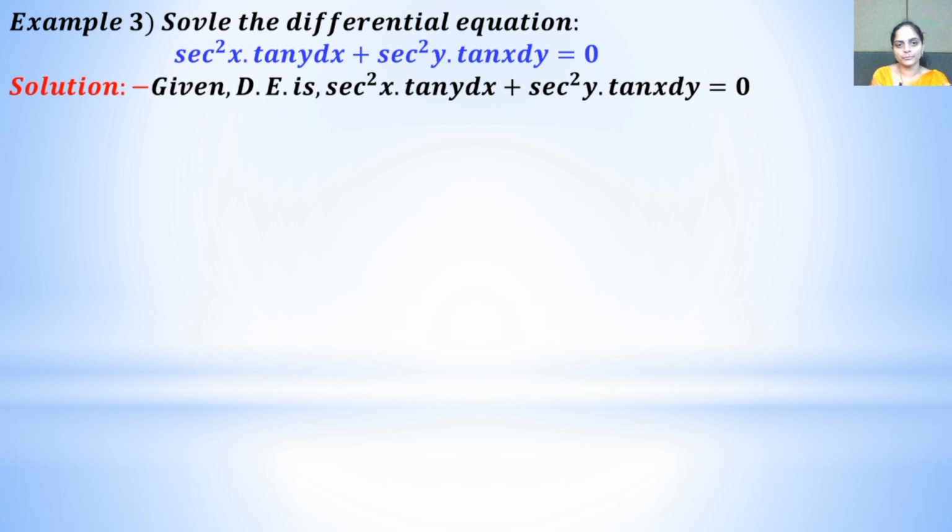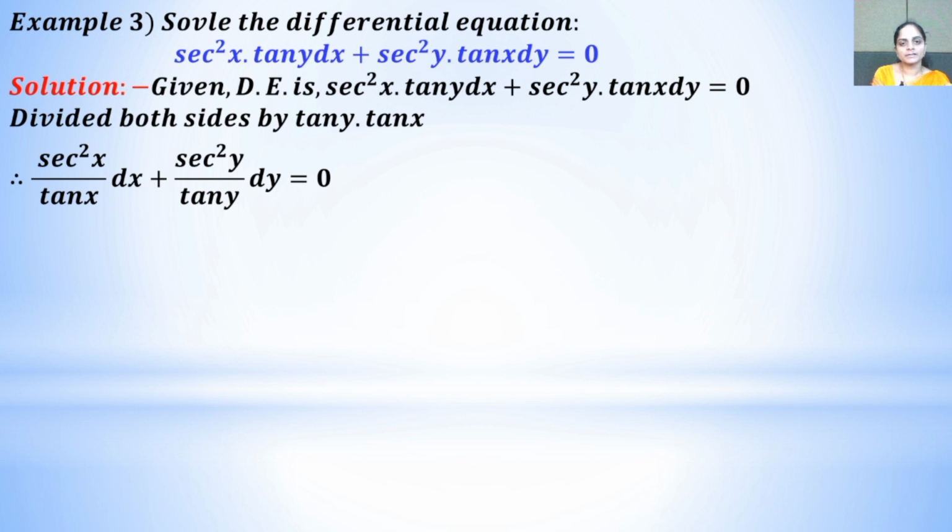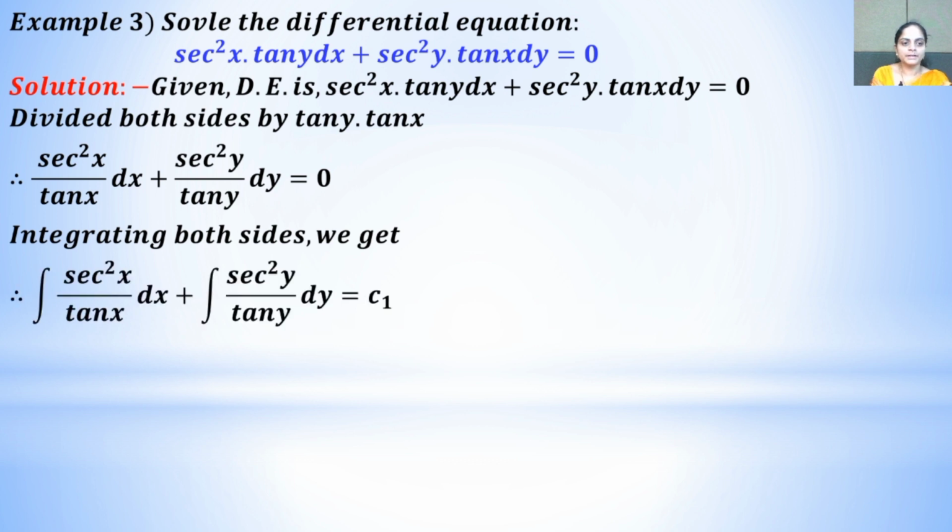is equal to 0. Now, we divide throughout the equation by tan y into tan x. We get sec square x divided by tan x into dx plus sec square y divided by tan y into dy is equal to 0, which is our variable separable form. Now, we integrate both sides, we get integration of sec square x divided by tan x dx plus integration of sec square y divided by tan y dy is equal to c1.